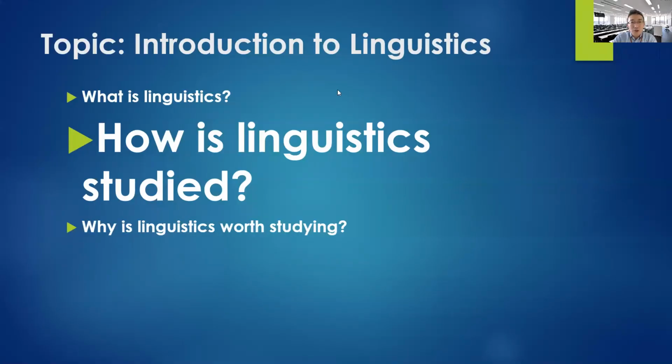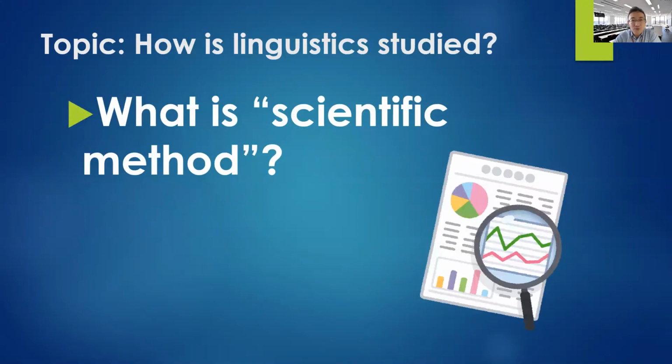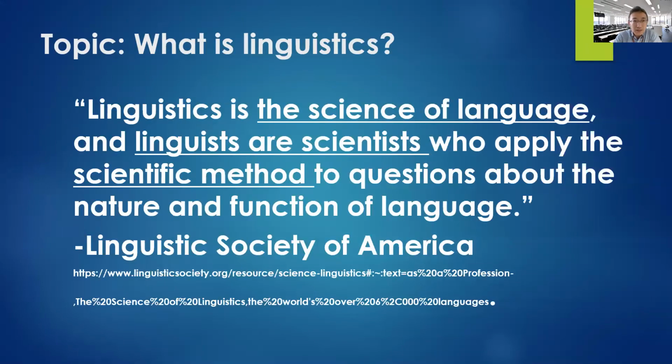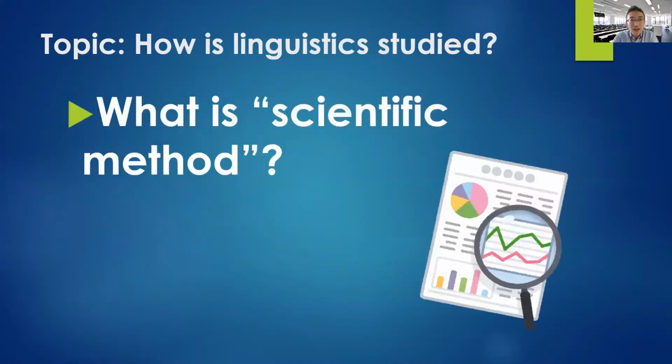Now let me answer the question, how is linguistics studied? Before answering that question, I have to answer the question, what is scientific method? Because as you have seen, linguistics is defined in this way, and this definition includes the phrase scientific method. In order to understand this definition of linguistics, we have to be able to answer the question, what is scientific method? Okay, so that's why I'm asking this question, what is scientific method?